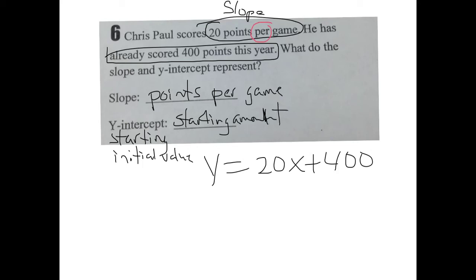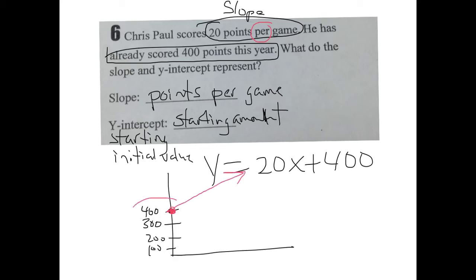Okay, so if we were graphing this on a graph, he's already starting with 400. So if we go by hundreds, that's 100, 200, 300, 400. He's already right here to start the problem. And then he's going up at 20 points per game. So it's going to go like this. So our y-intercept is here. It's how many points that he started out with when we started this problem. And then his slope is how much it's going up and over, up and over. It's going up 20 over 1.